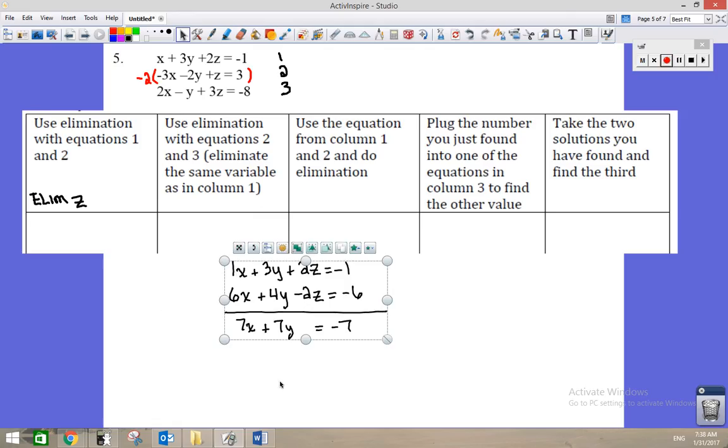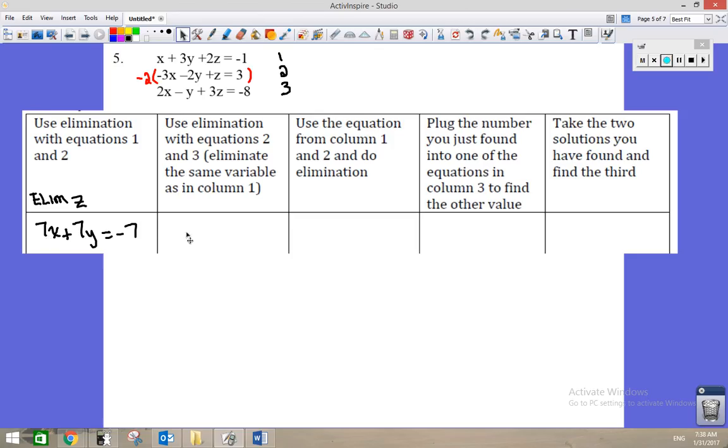Alright, so we have 7x plus 7y is negative 7. And some people might recognize that all of those are divisible by 7. And if you divide everything by 7, the numbers will be smaller and easier to manage. But we'll just leave it like that. We still need to eliminate z.